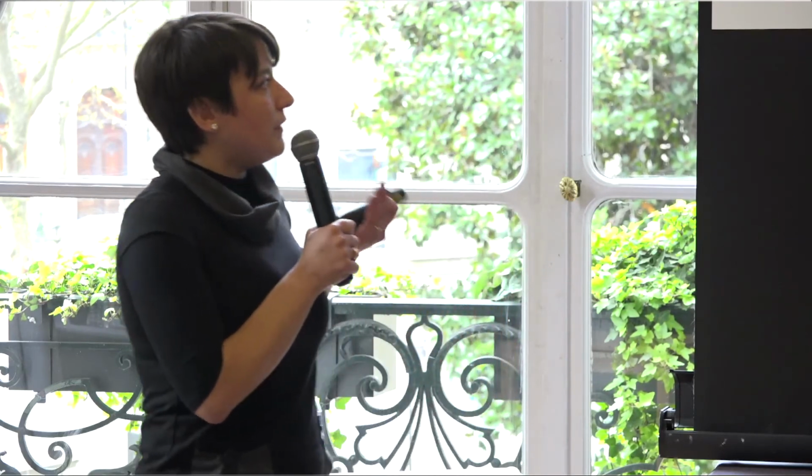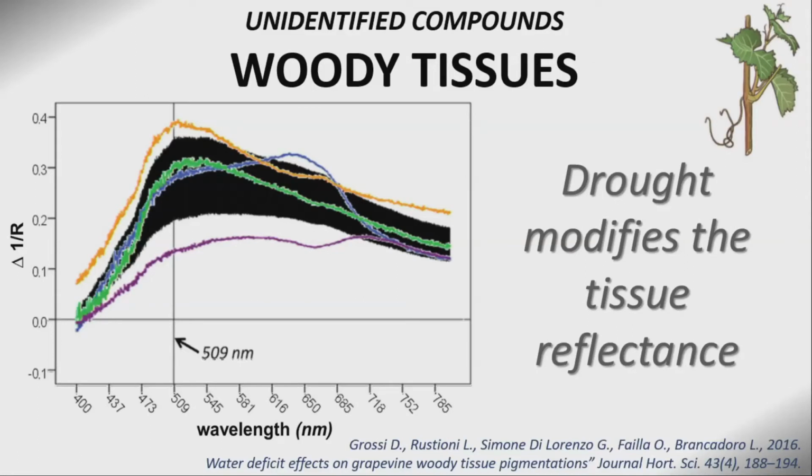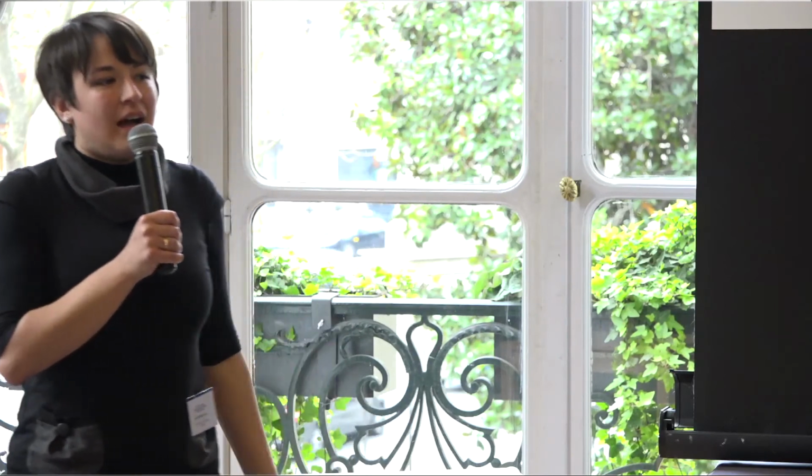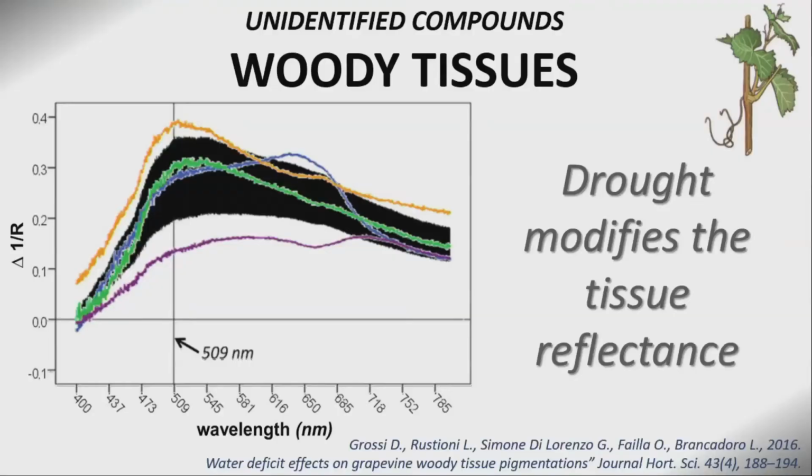And what we saw in the first preliminary experiment is that drought modifies the woody tissue by changing its reflectance spectra. So there are chemical modifications in the stems, but we did not know exactly what changed. So we were working with unidentified compounds. A limit of this technique is that it is able to detect only pigmented compounds. If a molecule is not colored, we cannot detect it by this approach.